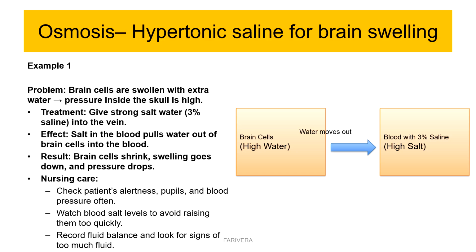So the nursing responsibilities identified in this scenario include monitoring the patient's level of alertness, pupils, blood pressure, serum sodium, and fluid balance. So this is a very good example of why nurses must understand osmosis. You are not simply administering a fluid. You are influencing the movement of water between body compartments.